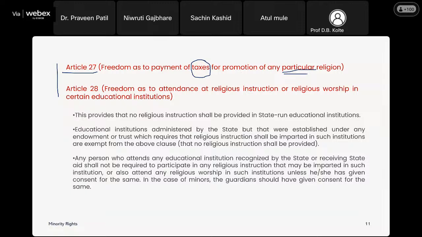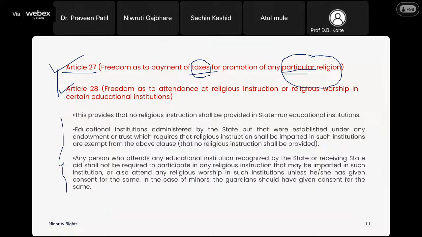If the government says all religions will be promoted, that's fine. But the taxes collected cannot be used for the promotion of a particular religion. And I think Article 27 is the greatest article which takes away the power of the government as far as interference in religious practices is concerned. Supplement to Article 27 is Article 28, which says, these are the three rights.